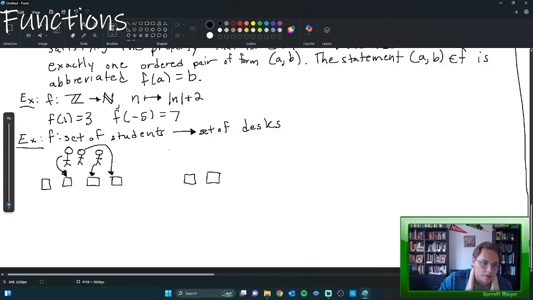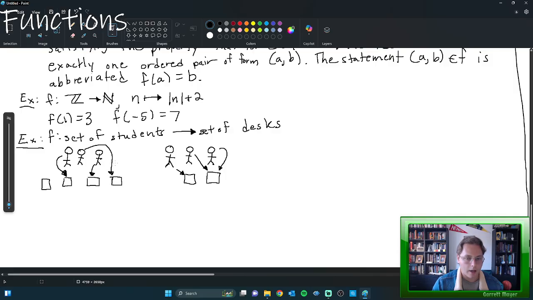Another example, you could have the same 3 students, and in this case, they might have to share a desk. So the output itself doesn't have to be unique necessarily. Two people might have to share a desk, so two inputs might have the same output. But the important thing is that this person can't be sitting at 2 desks at once. The desk could have 2 people sitting at it, say it's a big desk or something. But you can't have the same person sitting at 2 different desks. You can't have the same input going to 2 different outputs, but one output could come from 2 different inputs.